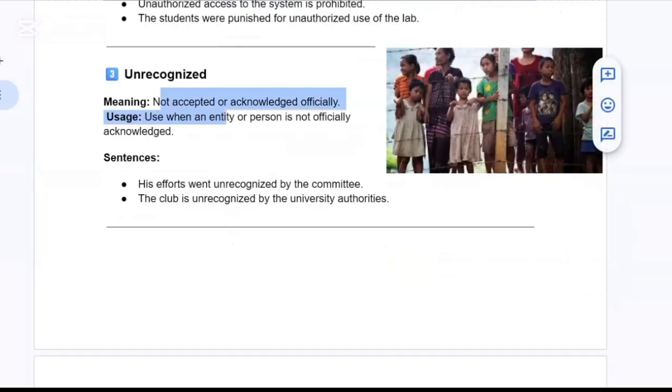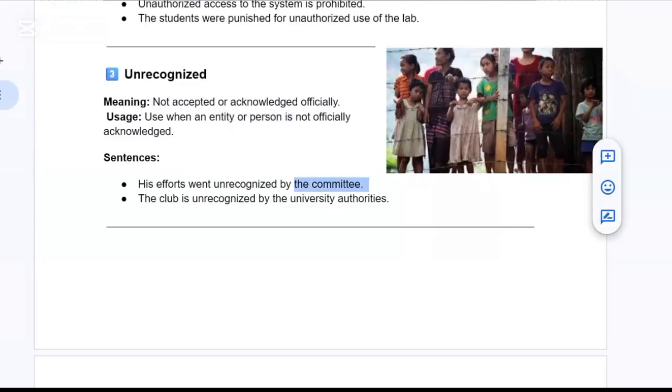Unrecognized: not accepted or acknowledged officially, used when an entity or person is not officially acknowledged. His efforts went unrecognized by the committee. The club is unrecognized by the university authorities.